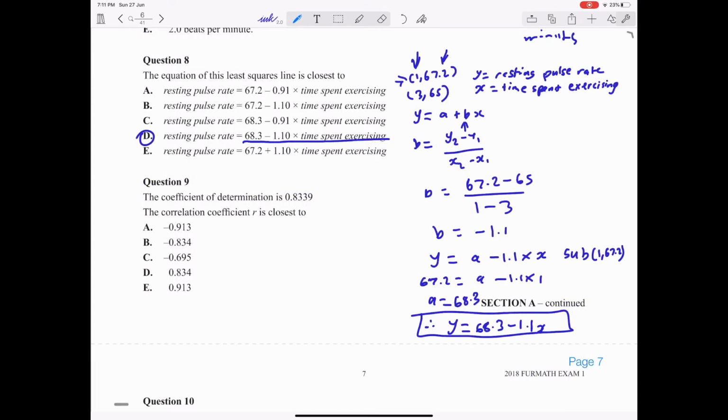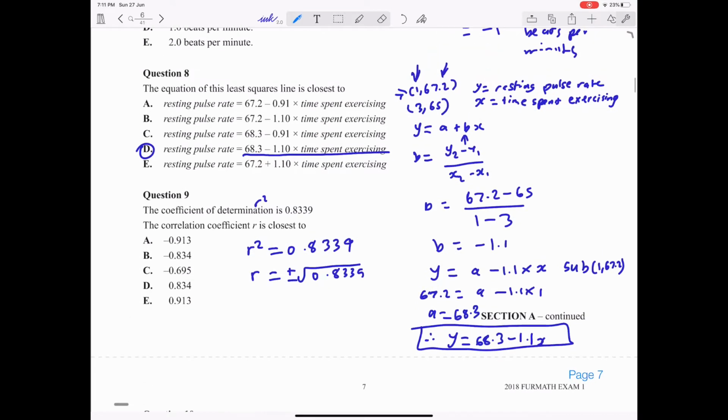Question 9. The coefficient of determination is 0.8339. The correlation coefficient R is closest to. So we know that the coefficient of determination is R squared. So this means that R squared equals 0.8339. We want to find the correlation coefficient, which is the value of R. So that'd be R equals square root 0.8339. It can either be plus or minus, and we have to determine whether the correlation coefficient is either positive or negative. So the correlation coefficient will be positive if the gradient is positive. However, if the gradient of the least squares line is negative, therefore the correlation coefficient will be negative.